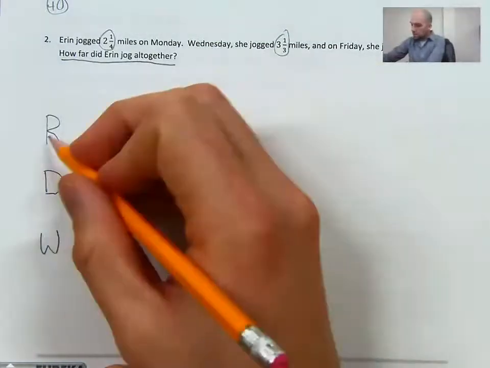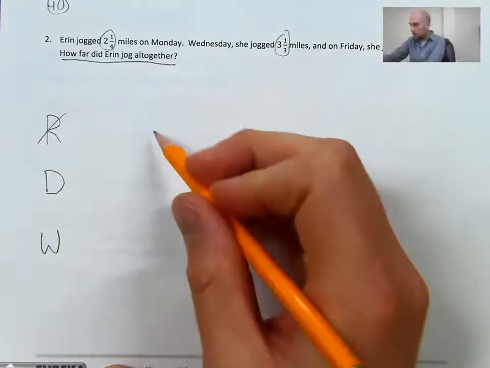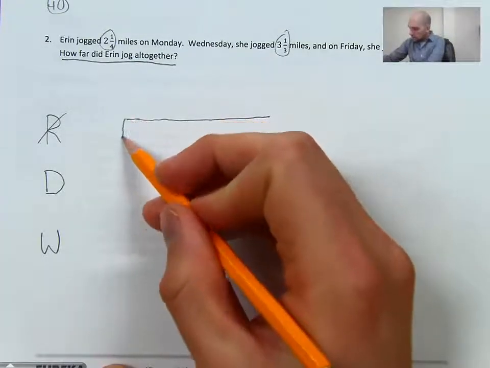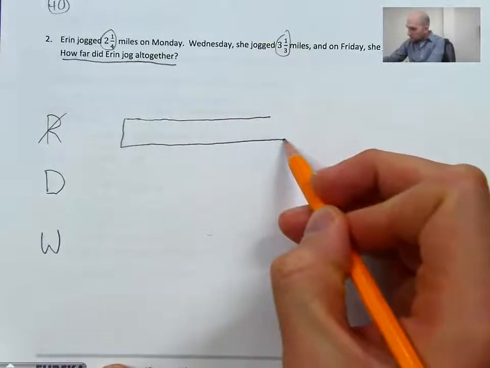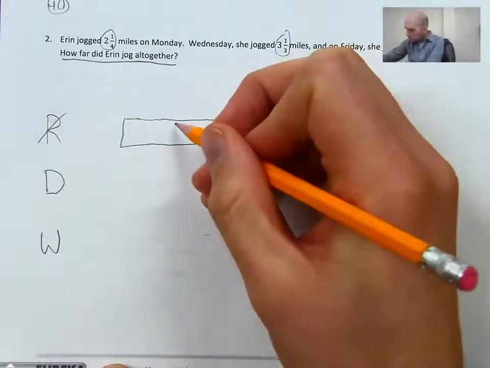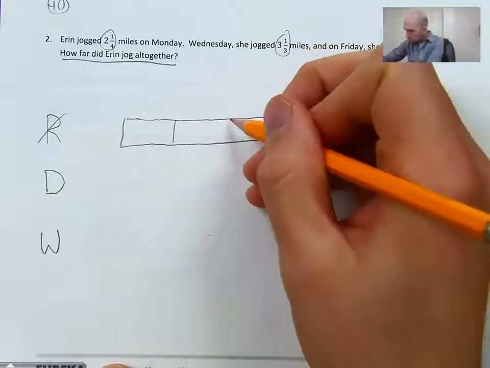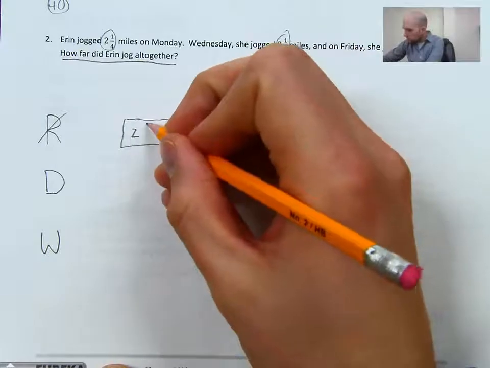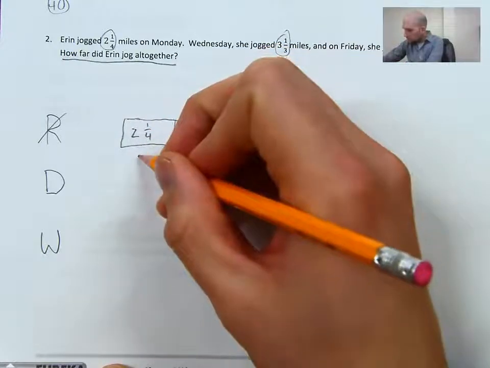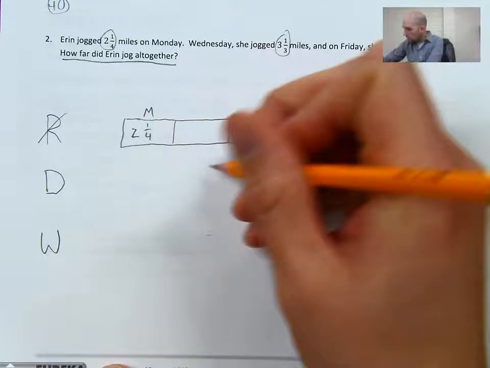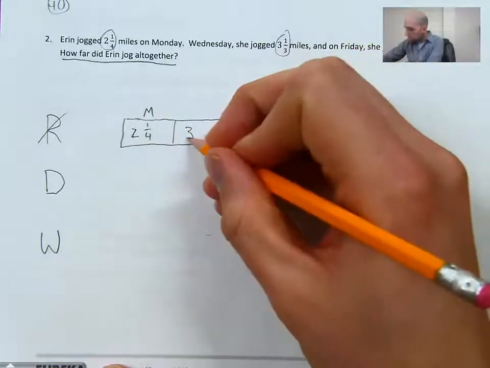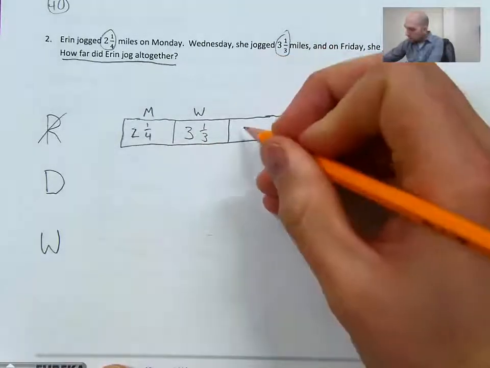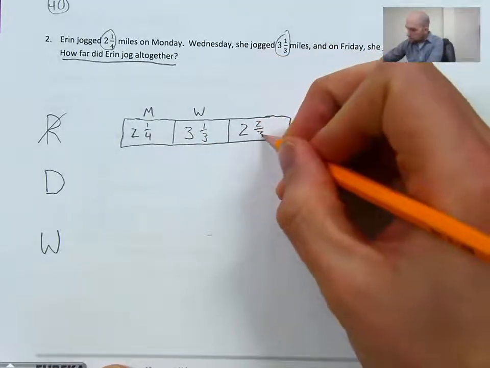I'm going to make a tape diagram here. I'm done reading, so I'll cross out my R. I'm going to make a tape diagram, and I'm going to split my tape diagram into 3 parts. The first part is 2 1/4. This was Monday. And then 3 1/3, and this is Wednesday. And I have 2 2/3. And that's Friday.